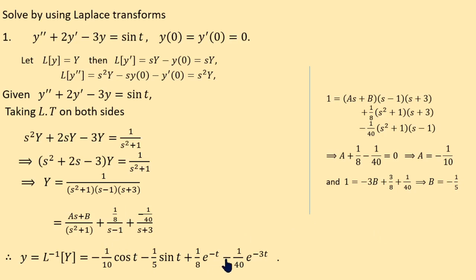Plus c into 1 by 8 into 1 by s minus 1, inverse is e power t, plus minus 1 by 40 into 1 by s plus 3, e power minus 3t, minus 1 by 40 e power minus 3t. So this is how we are able to do the partial fraction by a simple technique. And then how we can solve this differential equation using Laplace transform. One more example.